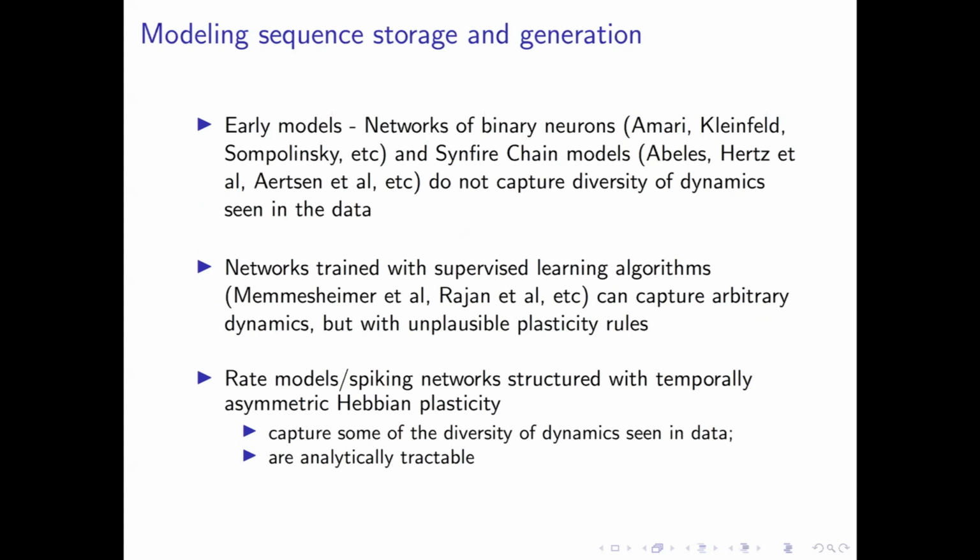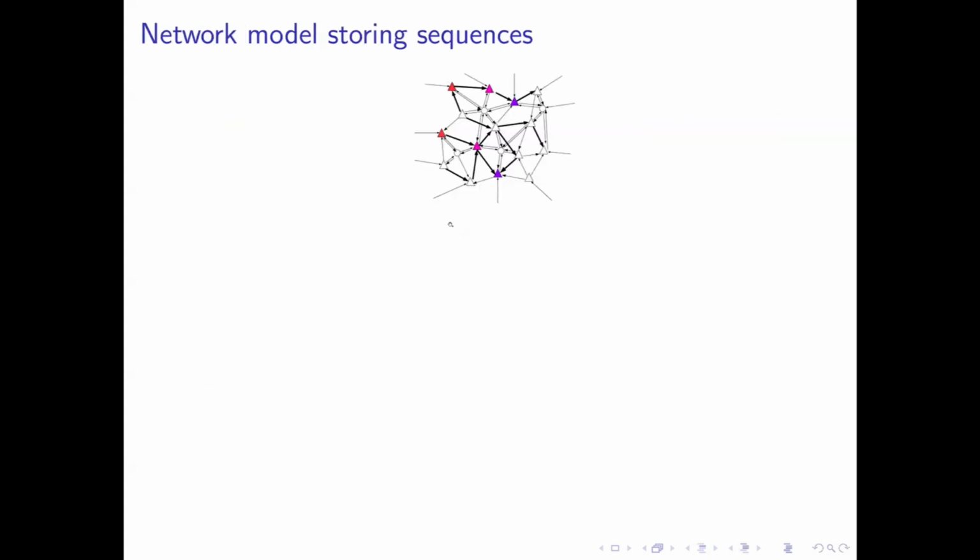A graduate student of mine started to reconsider standard rate models, and he also used spiking networks, as I will show briefly, and just wondered what would happen if you used a very simple temporally asymmetric Hebbian plasticity rule. And we'll see that this goes a long way into capturing the diversity of dynamics in the data. Furthermore, there is the added bonus that these models are also analytically tractable. All right, so what is the model that he considered?